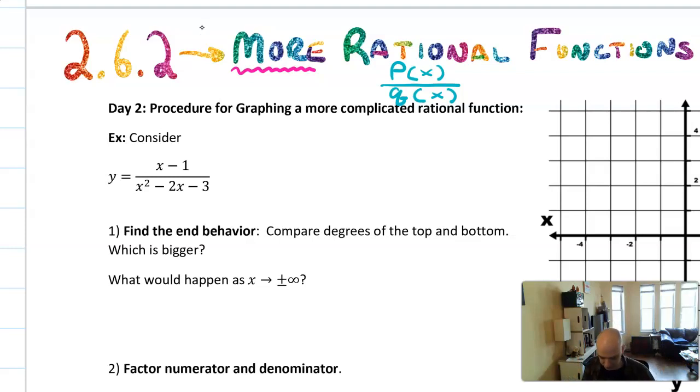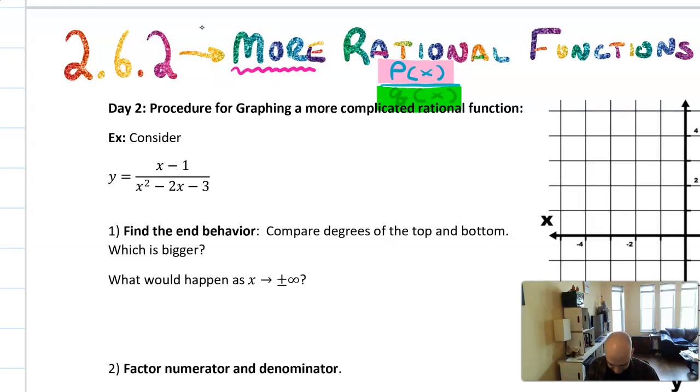As a reminder, the general rational function is a ratio of two polynomials. Some numerator polynomial we usually call p of x, and a denominator polynomial we usually call q of x. So we're looking at polynomials that are in a ratio. Sometimes they come in factored form, sometimes they don't. It kind of depends on the problem.